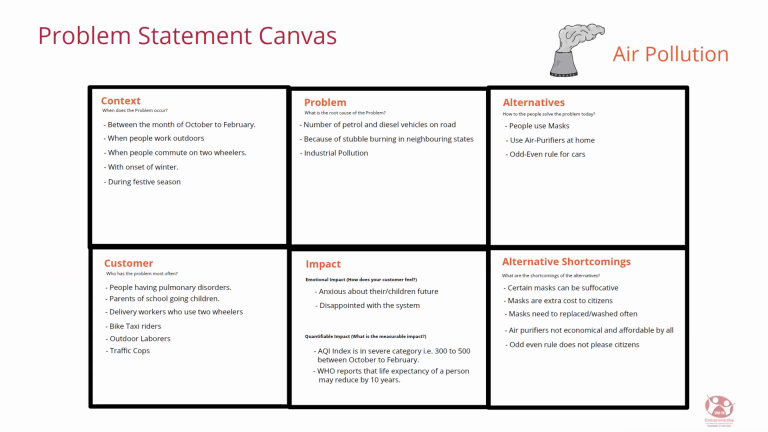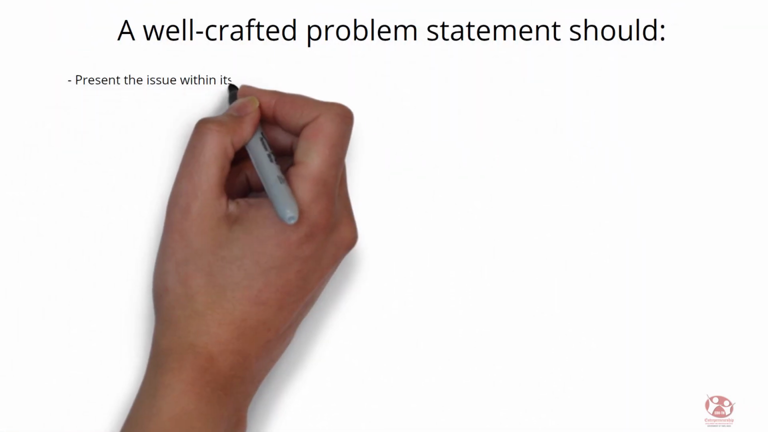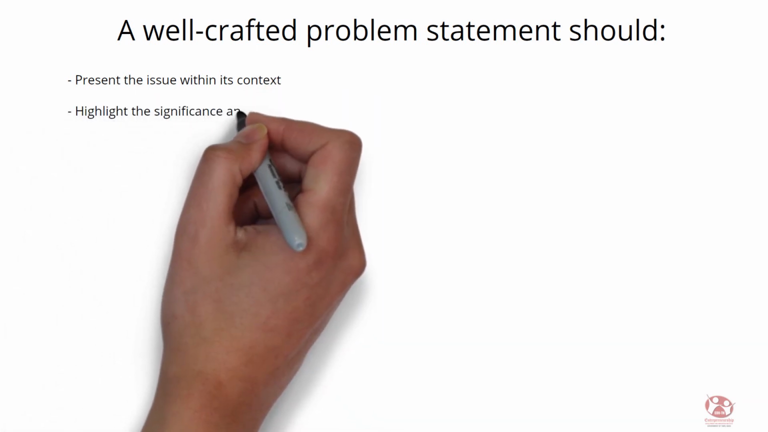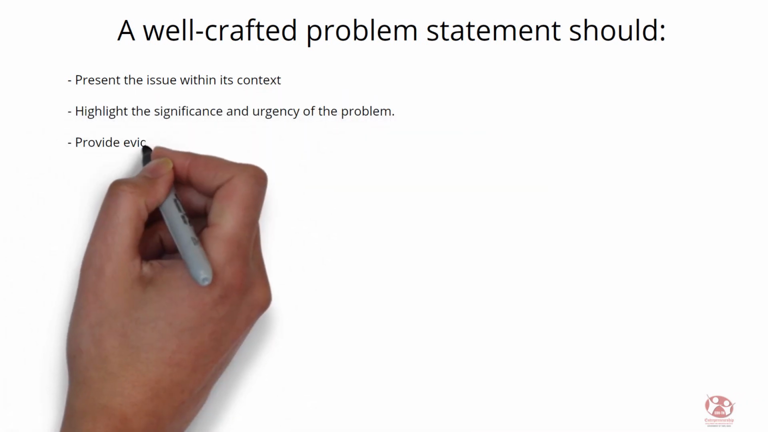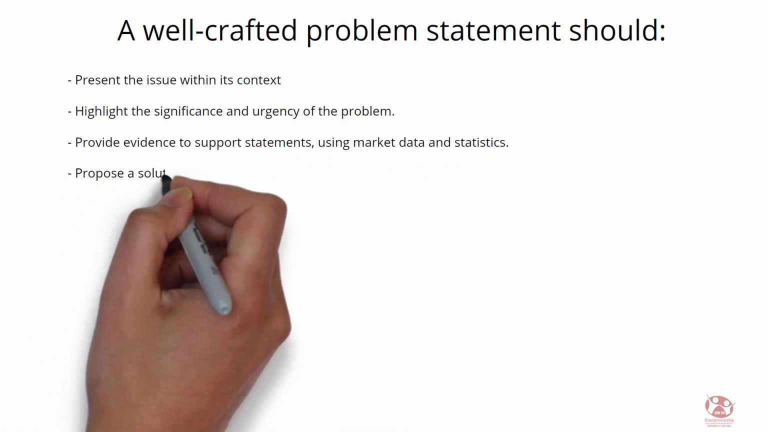Finally, when you look at a problem statement canvas which is fully filled, you would get a 360-degree understanding of the problem that you're looking at. Now, you are at a very good position to craft your problem statement. A well-crafted problem statement should present the issue within its context, highlight the significance and the urgency of the problem, provide evidence to support statements using market data and statistics, and also maybe propose a solution.